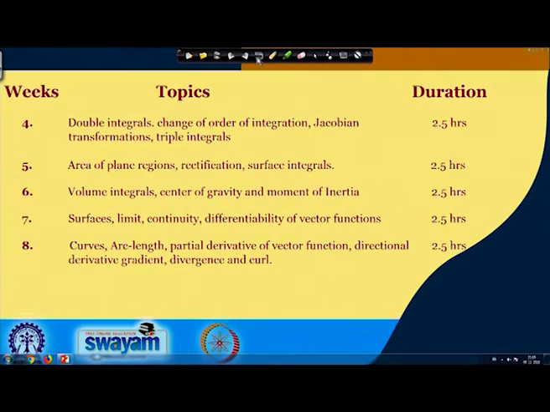So, today we are going to start with this chapter: limit, continuity, differentiability of vector functions. This is what we are going to start with. All right. Let me start a new page, and I am going to increase the thickness a little bit. So, today's topic is vector functions.